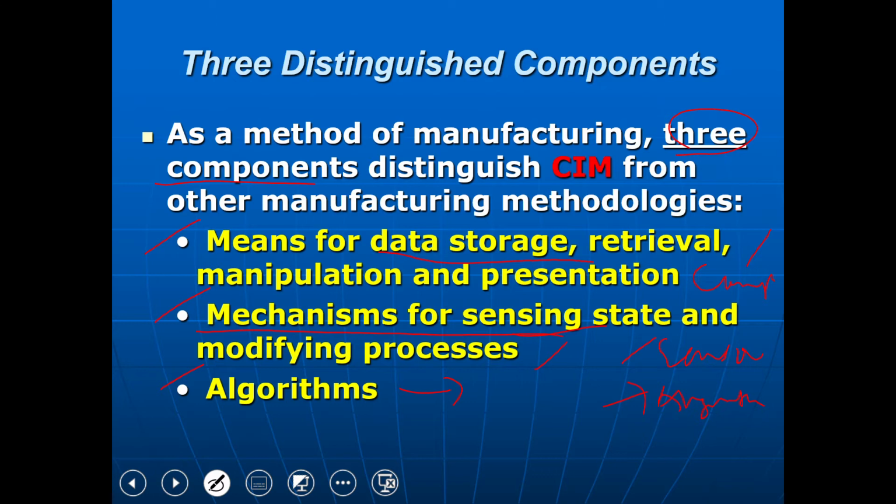algorithm. So normally when you learn C language or basic programming, they always use the rule for the judgment, like this one: if no, this one; if yes, this one. So there is a rule, they need to make a judgment in this triangle. So yes and no is an algorithm rule. So this is a method to distinguish from other manufacturing methodologies. For CIM they use these three components: computer, sensor and algorithm.